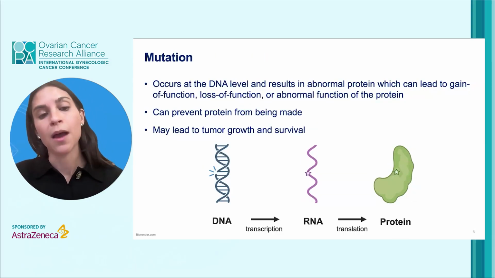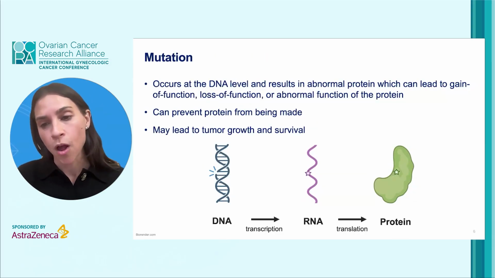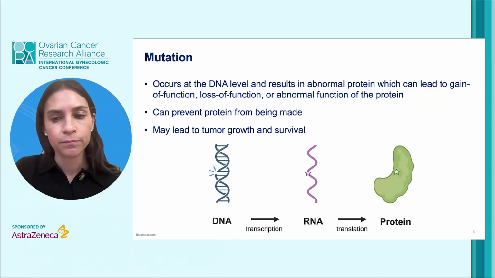So here you see a schematic showing a mutation in the DNA leads to an abnormal RNA, which leads to abnormal protein.